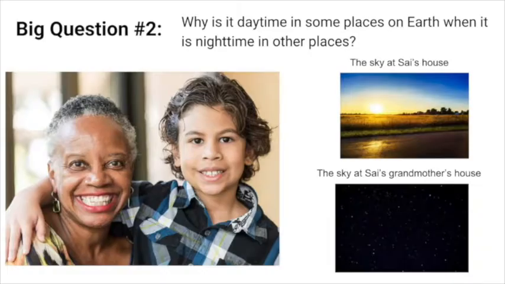On to big question number 2, the why behind the first progress build. So why is it actually daytime in some places when it's nighttime in other places? So we return to Sai, right? We've been able to describe and explain that his grandmother must live in a different part of Earth or a different part of the world, and that's why it's nighttime in her house and daytime in his. But Sai wants to know why that is. Why is it that if you're on a different part of the Earth, it's a different time?